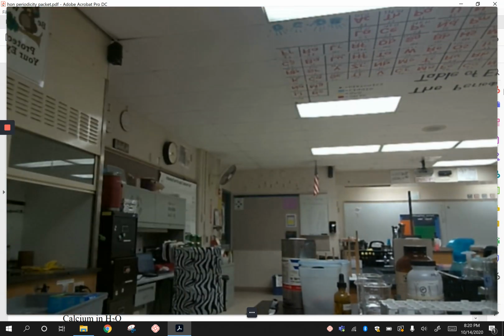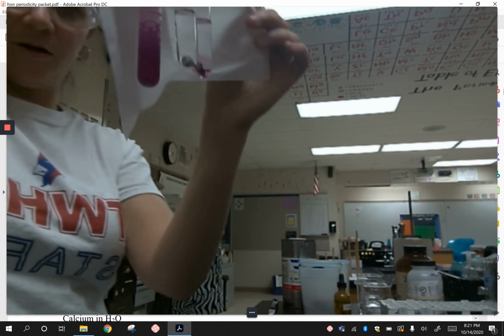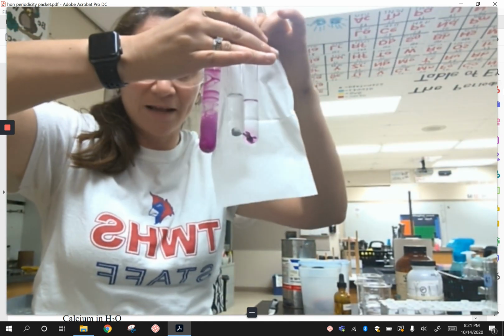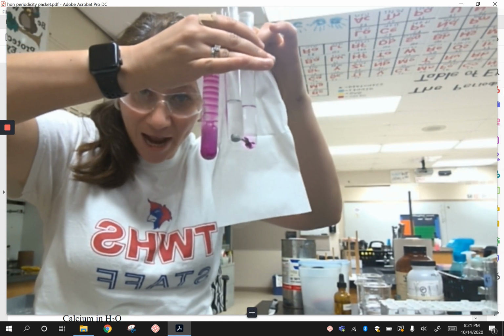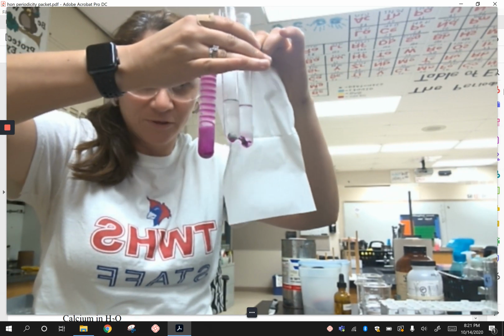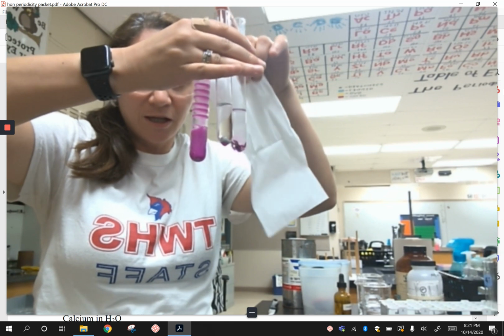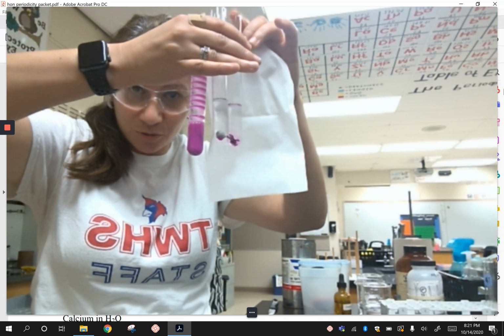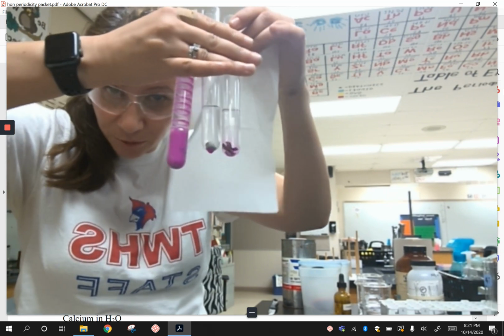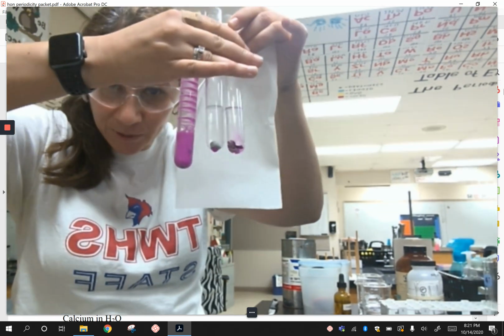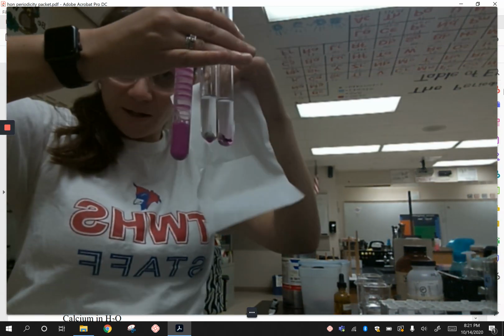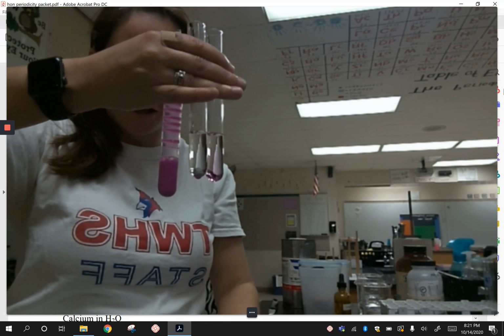I'm going to get something white for the background here. Maybe this will help you see it better. So calcium is the one that's over bubbling right now. It's very reactive, relatively. Aluminum is in the middle, not doing anything at all. And then magnesium is right here, and you can see there's a little bit of pink happening there. So it looks like calcium is the most reactive, followed by magnesium, and then aluminum is not reactive at all.